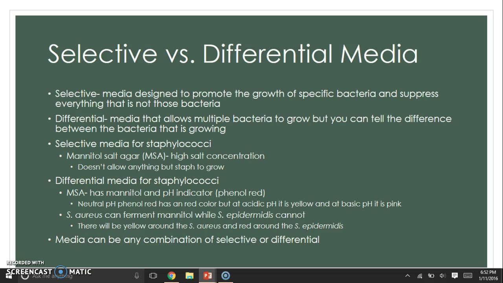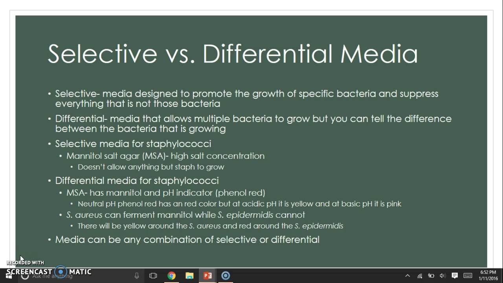So media can be any combination of selective or differential. You can have something that is neither selective nor differential, like your nutrient broth, which is just a general growth broth that we use really early in the semester, just to allow stuff to grow. It's not selective or differential. You can have something be just selective, in that it just allows something to grow on it, and there are no characteristics that can be differential.